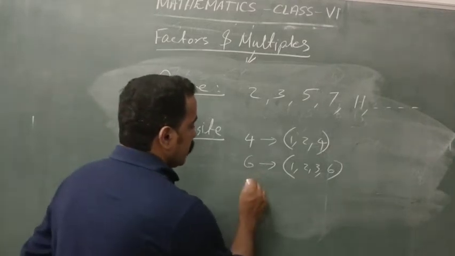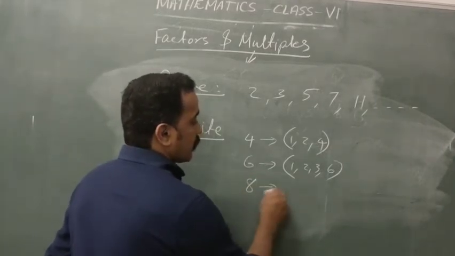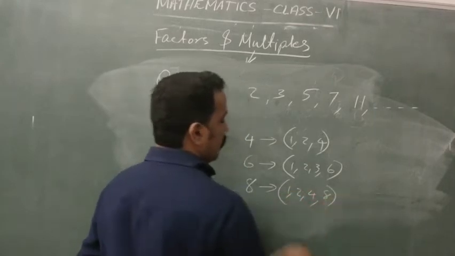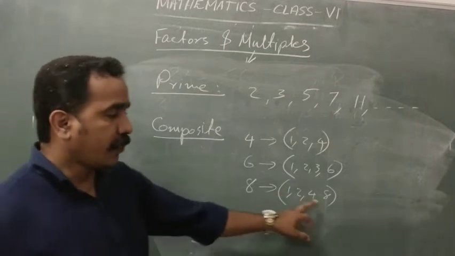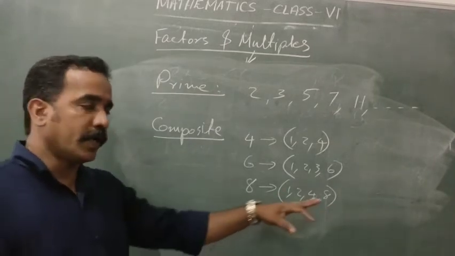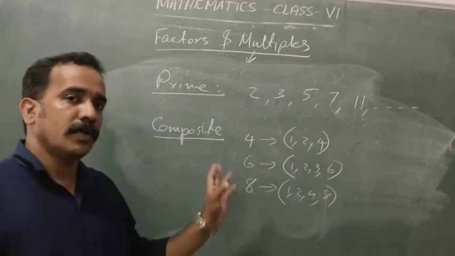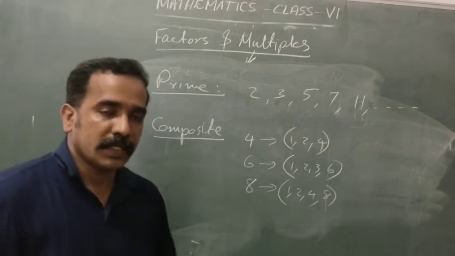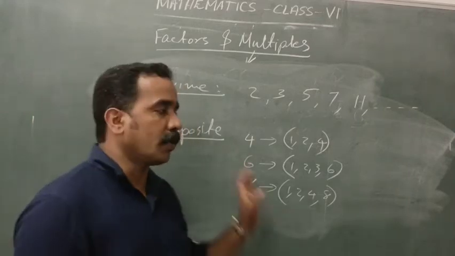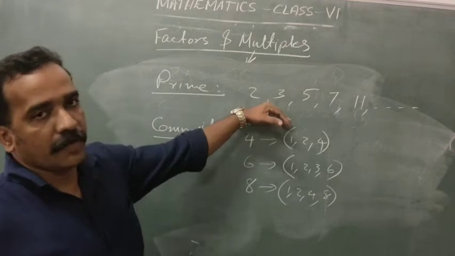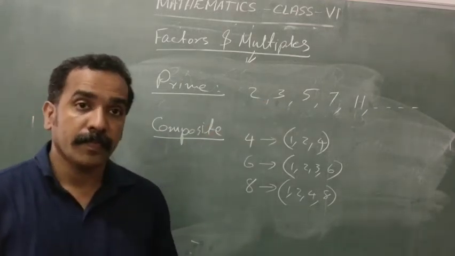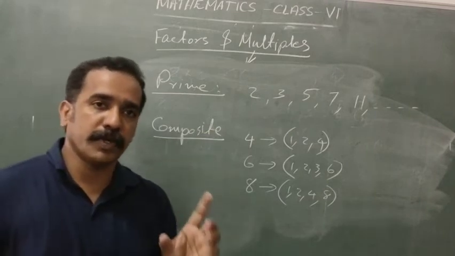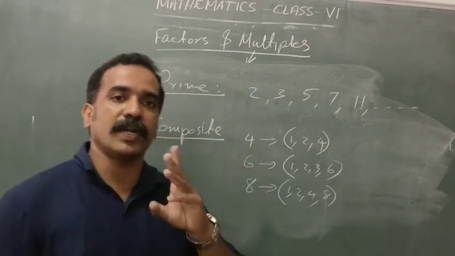After 6, then 8. The factors of 8 are 1, 2, 4 and 8. So 4 factors for 8. 9 we already said is a composite number. 10, 1, 2, 5 and 10 are factors. Like that, a number that has more than two factors is called a composite number. Numbers that have only two factors are called prime numbers. And 1 is neither prime nor composite because 1 has only one factor, that is 1 itself.